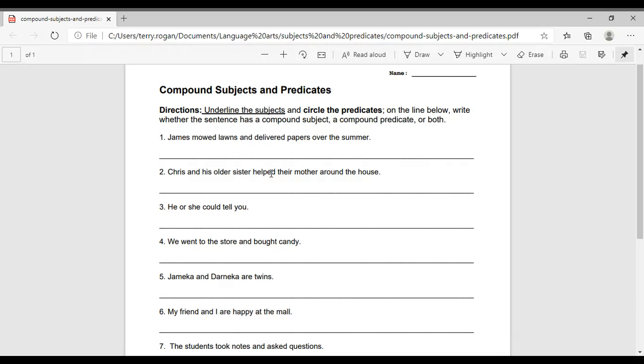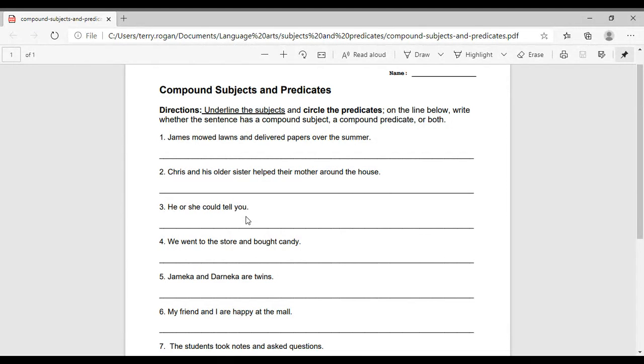I want you to notice that so far the subjects have been at the beginning of the sentence. The predicates have been further down in the sentence. Typically in English, that is the way we write our sentences. Now, not all the time, that's not always the case, but for the fourth grade, you can count on most of the time your subject being close to the beginning of the sentence and your predicate being further down in the sentence.